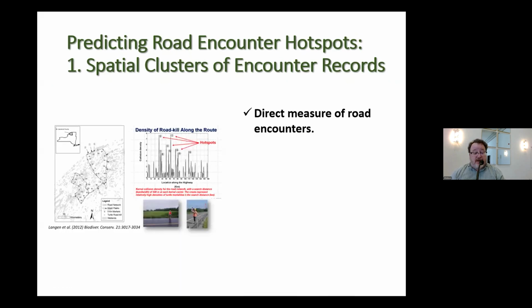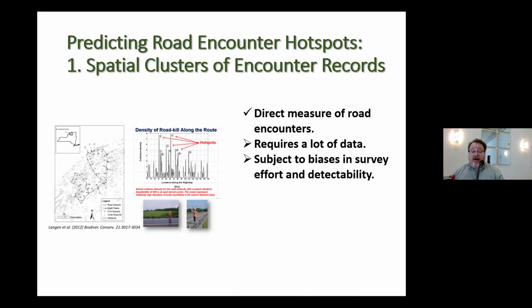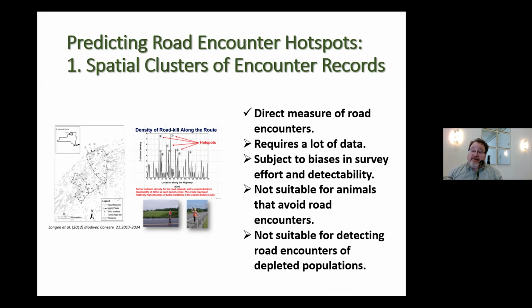So this is a direct measure of road encounters, and it usually requires a lot of data to do well. It's subject to all kinds of biases in survey effort and detectability, unless it's done by a systematic survey. So most of the time, we don't have that kind of data. We have data where some roads happen to be driven by a biology professor that records lots and lots of data of what they encounter. Lots of other roads where we get no records, in part because people can't identify the animal or don't know how to report it or aren't interested in reporting it. It's not suitable for animals that avoid road encounters, and it's not suitable for detecting depleted populations.